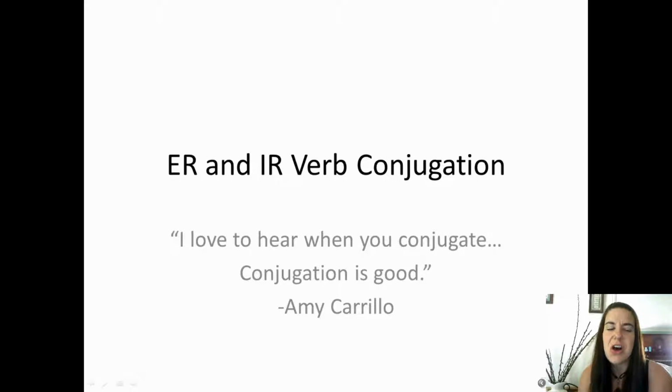This lesson is called ER and IR verb conjugation. I love to hear when you conjugate. Conjugation is good. I wrote that myself.